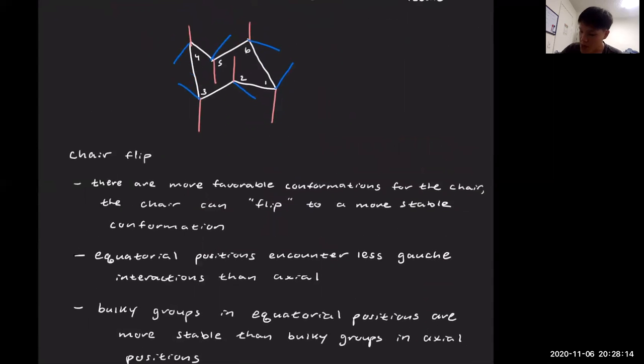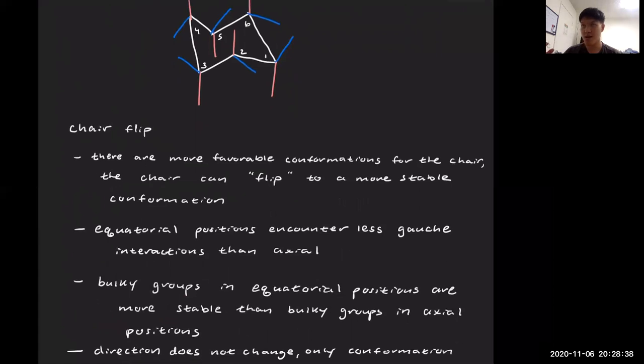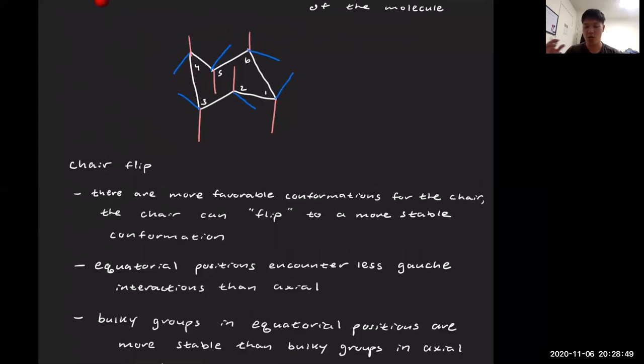So if you can see this axial position and this axial position in 3D space, they occupy a lot of space. So therefore, bulky groups like to be in equatorial positions because there are less gauche interactions right here than in the axial positions, so that they can occupy more space and be more stable in that conformation.